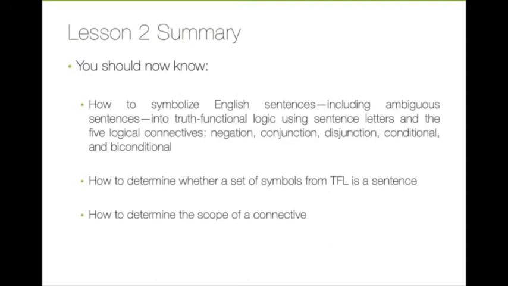By now, you should have a good grasp of how to symbolize English sentences, including ambiguous ones, into truth-functional logic, using sentence letters and our 5 logical connectives: negation, conjunction, disjunction, the conditional, and biconditional. You should also be able to determine whether a set of symbols from truth-functional logic is a sentence. You should be able to determine the scope of a connective. And then going forward, you should be prepared to use this distinction between the metalanguage and the object language to understand what we do when we go to evaluate arguments.